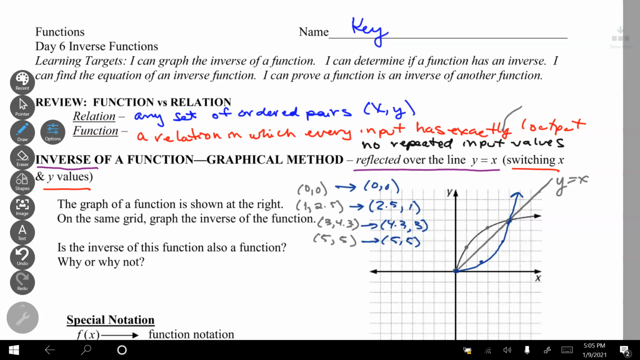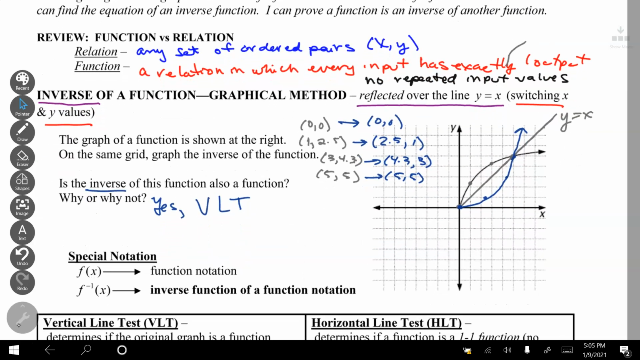So is the blue graph, the inverse, also a function? Yes. If you recall in Algebra 1 we did something called the vertical line test, where if a vertical line hits a graph in only one point every single time, it is a function, and in this case it does do that. And we'll talk about our notation.